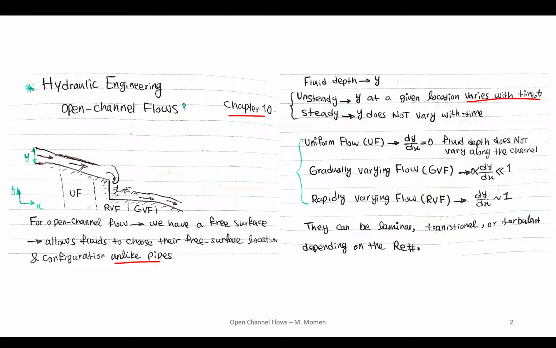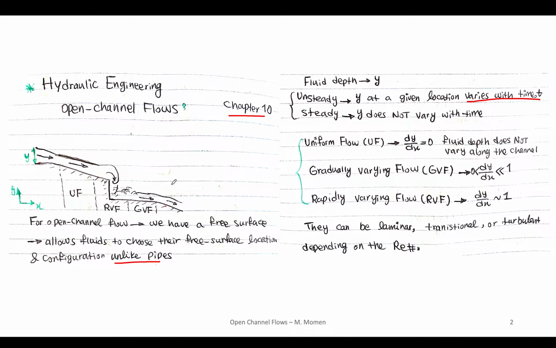So if it is your channel, and then your depth, your y, is not gonna change as a function of x or as a function of along the channel. Okay, so dy over dx here is 0. So this y is constant in space. And that is what we call uniform flow, and I showed it here as UF.